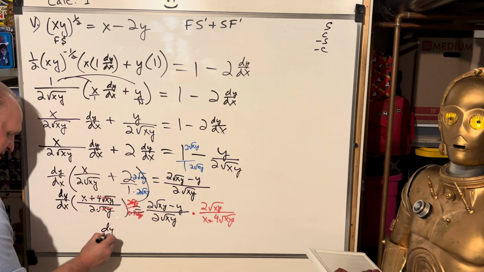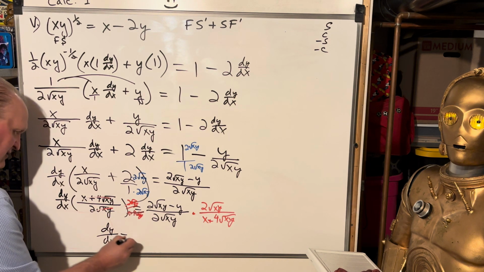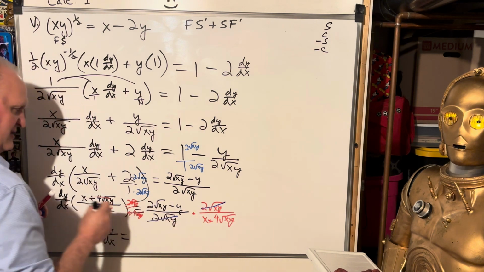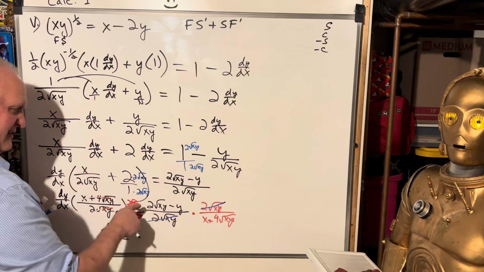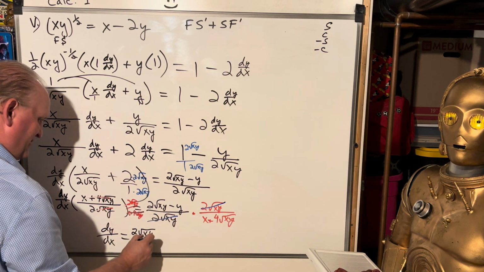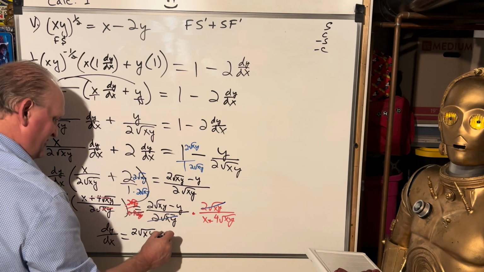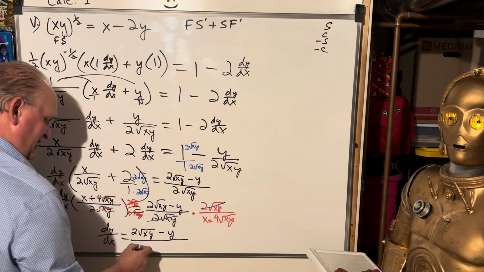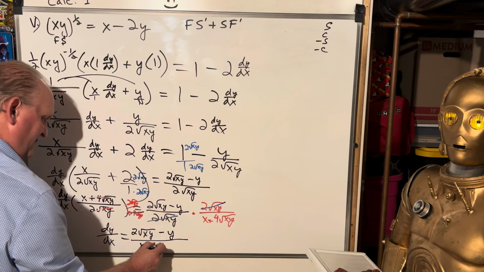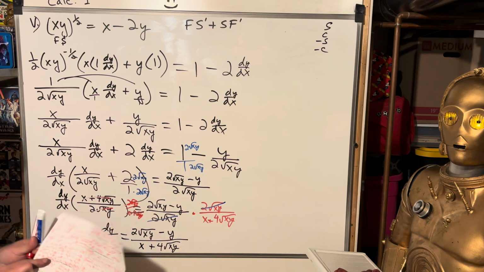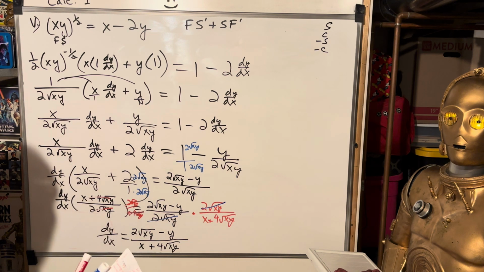And so there we are. Dy dx is equal to this lovely answer that goes, and I think that's it, 2 square roots of xy minus y over x plus 4 square roots of xy. What a mess!